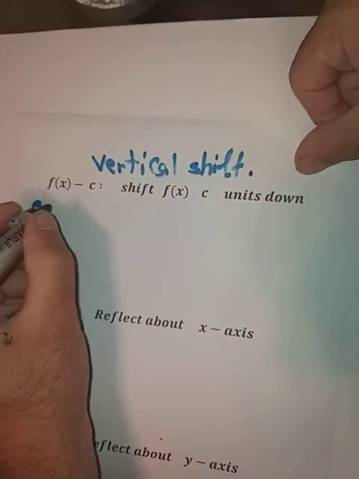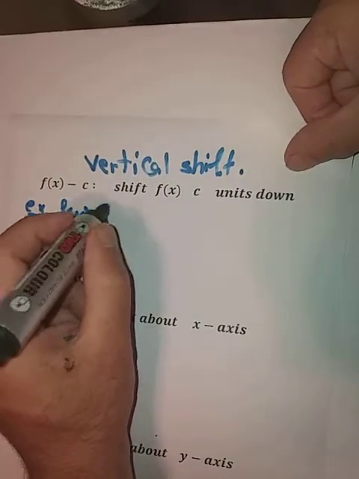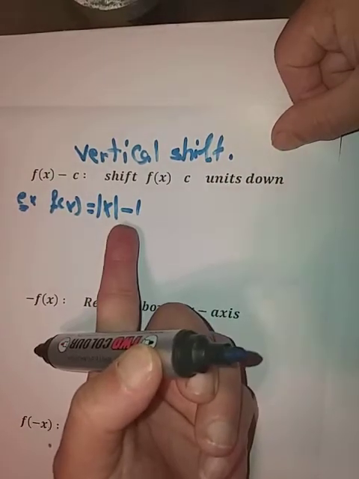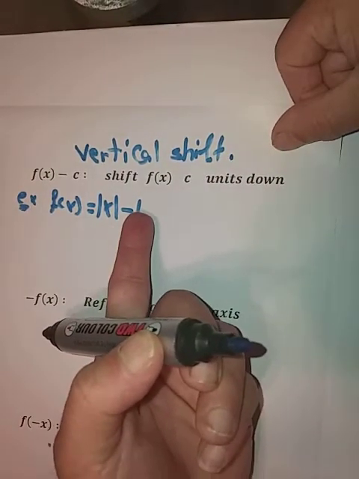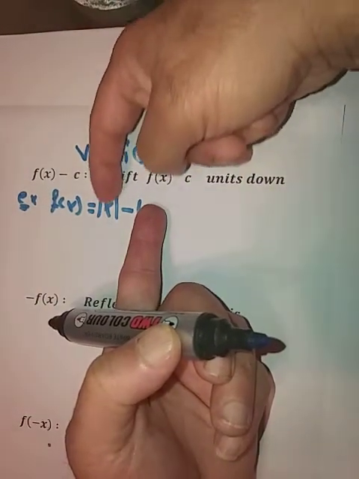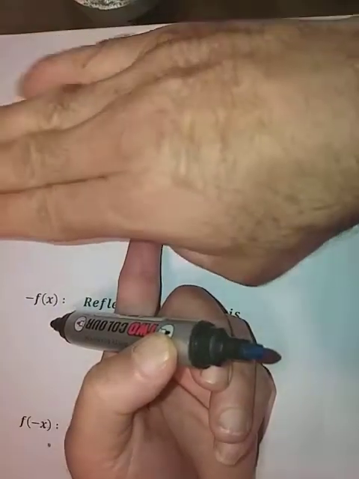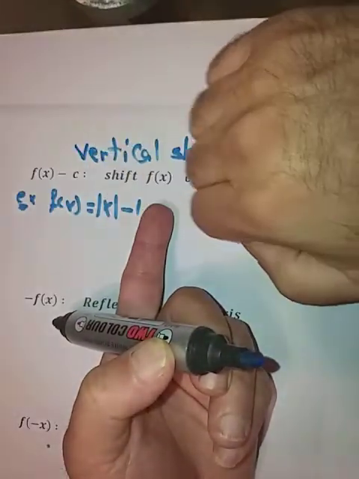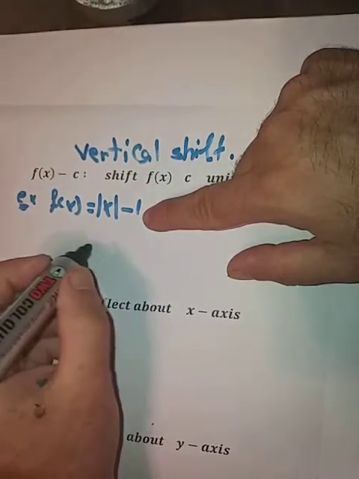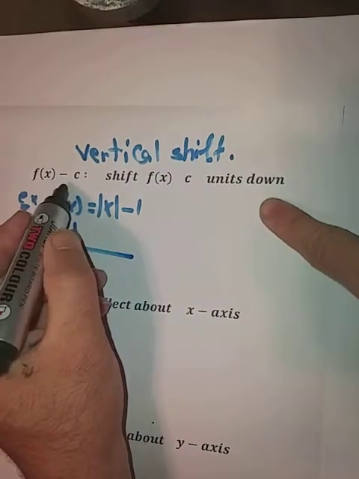Example, you have f of x, absolute x and minus 1. We have absolute x minus 1. The number is outside the absolute, not inside. If this number inside the absolute, we move left or right. But this is outside, then we move down. Minus, down.